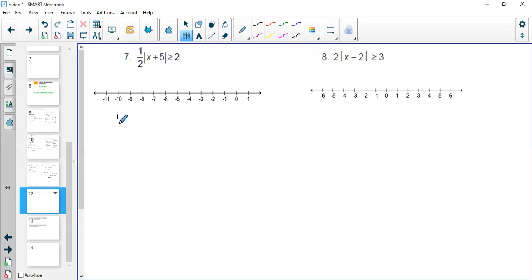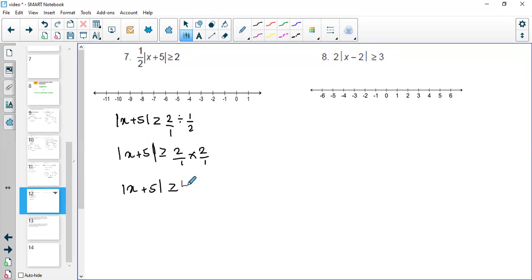So this is a bit longer because it has a fraction. So it's multiplied by half, which means it's going to be divided by half on this side. As well, you know now, for dividing fractions, you need to use the rule: keep it, change it, flip it. So that's going to give you x plus 5 is greater than or equal to 4.